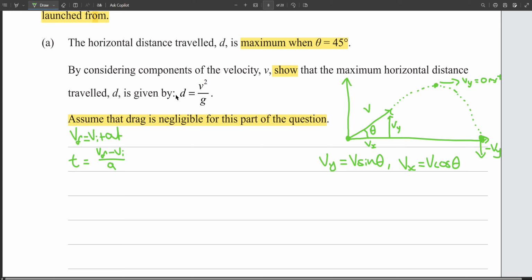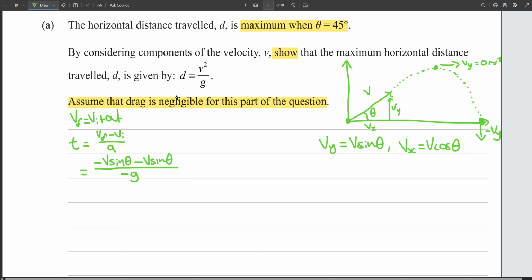this expression here. And now subbing in our numbers, I know that my final vertical velocity will be negative Vy, right? So negative V sine theta. And my initial vertical velocity, which is here, is going to be V sine theta, but it'll be negative V sine theta according to the equation, all over negative g because we're accelerating downwards. And so simplifying this gives our total time spent to be 2V sine theta over g in this theoretical situation.